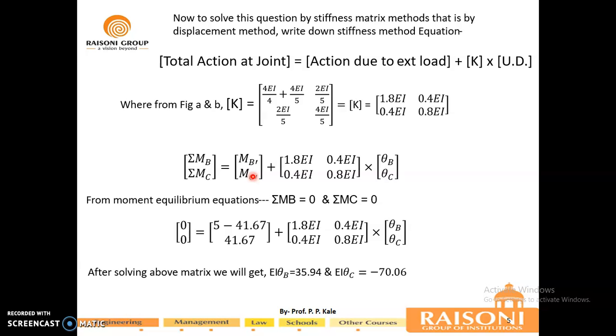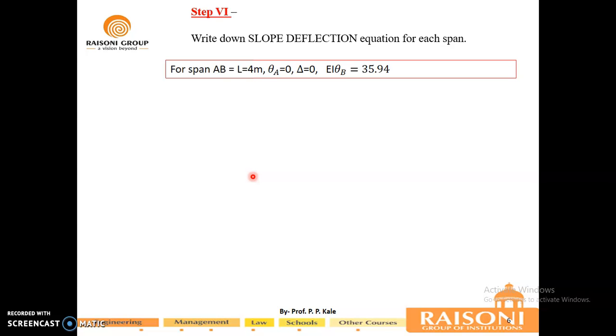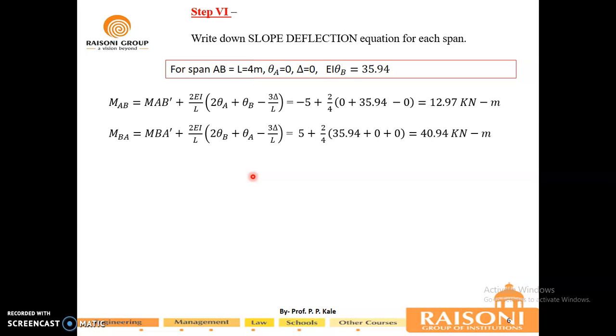You will get these theta B and theta C values multiplied with EI. After that, in step 6, you have to write down the slope deflection equation for each span. So for span AB, the length is 4 meter, the rotation at A will be 0 because A is a fixed support. There is no displacement given at any joint, that is delta equal to 0, and theta B into EI will be 35.94 as we have got in our calculation. So we will write down the slope deflection equation. The slope deflection equation for any span will always be like this. So putting in all the values, you will get each and every moment of each span.